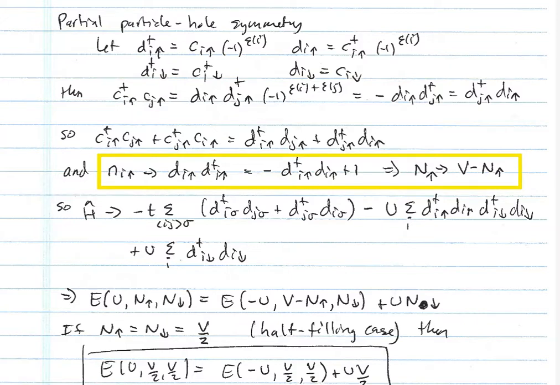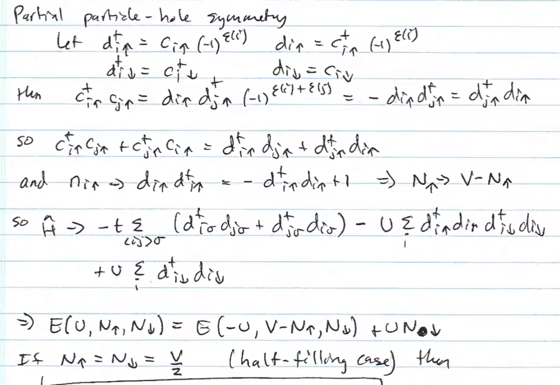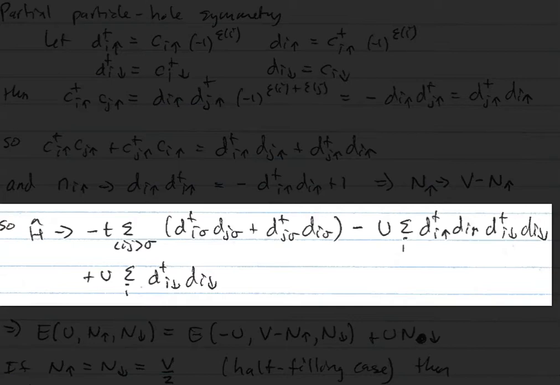The minus 1 to the epsilon terms cancel, and I can rewrite that as minus d dagger I up, d I up plus 1. So that tells me n up, when I sum over the entire lattice, will go to V, the number of lattice sites, minus n down. And so the Hamiltonian is preserved in the sense that the hopping term is preserved, but if I look at the U term, it's going to change sign.